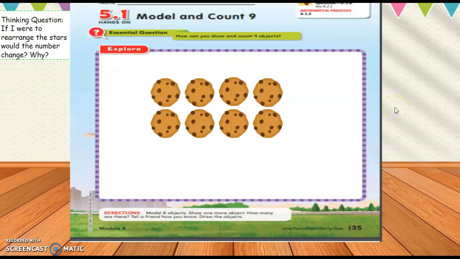All right, so let's look at our cookies. It says, Lauren had 8 cookies. Her mom gave her 1 more cookie. How many cookies does Lauren have now? Okay. So let's go ahead and add 1 more cookie. Now, when we added 1 more cookie, how many cookies did we have? First, Lauren had 8 cookies. Then her mom gave her 1 more. So how many cookies does she have now?